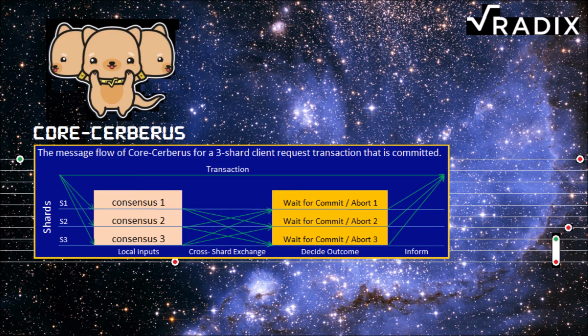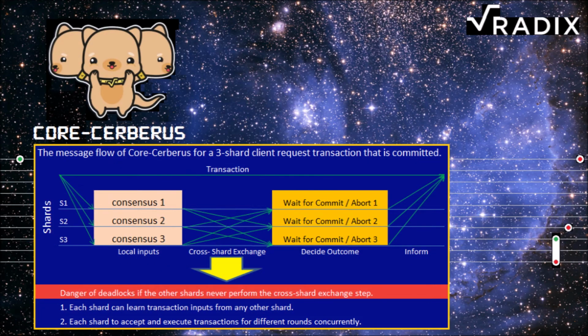for execution of transaction. The second step, cross-shard exchange, involves waiting for other shards. Hence, there is the danger of deadlocks if the other shards never perform the cross-shard exchange step. To assure that, we employ two techniques. First, internal propagation. To deal with situations in which some shards did not receive inputs to process the transaction, for example due to network failure or due to a faulty client that fails to send inputs to some shards, we allow each shard to learn transaction inputs from any other shard.